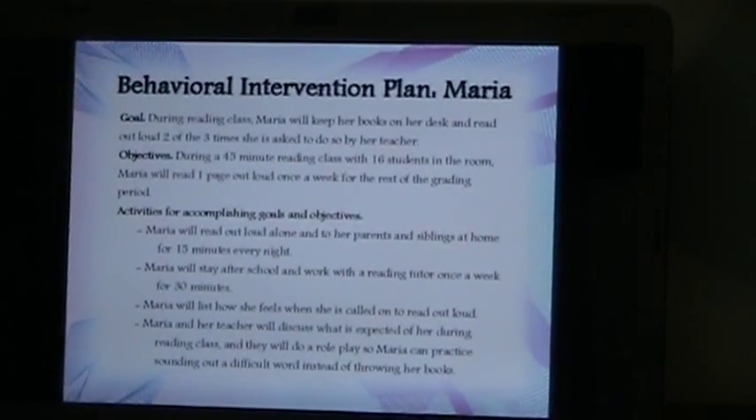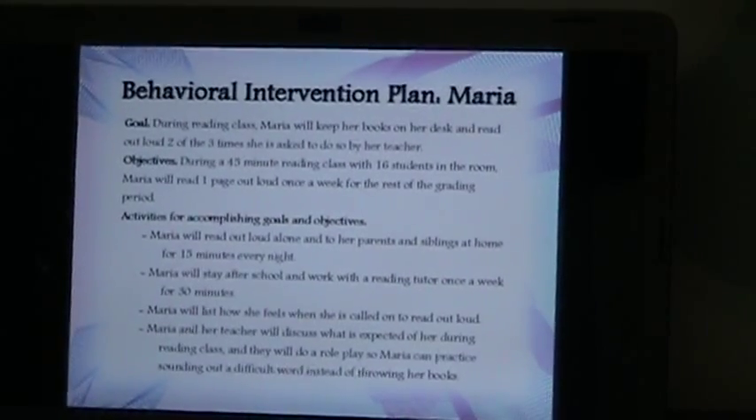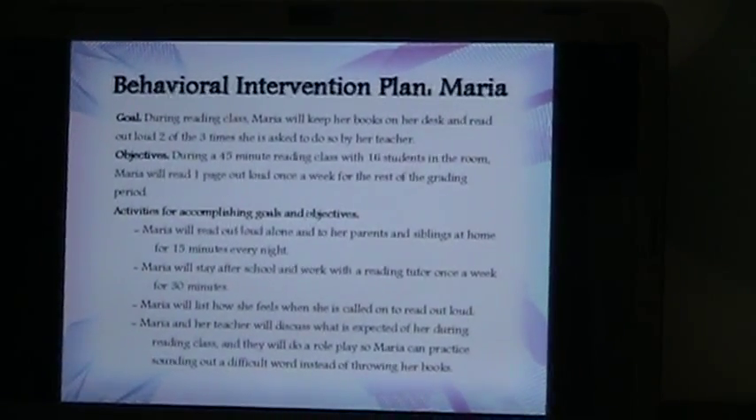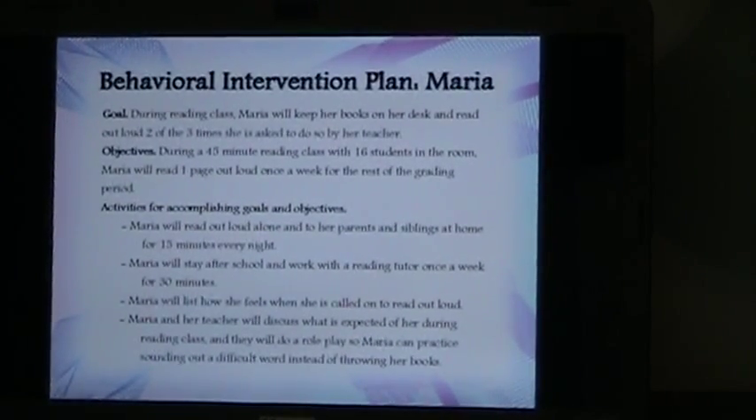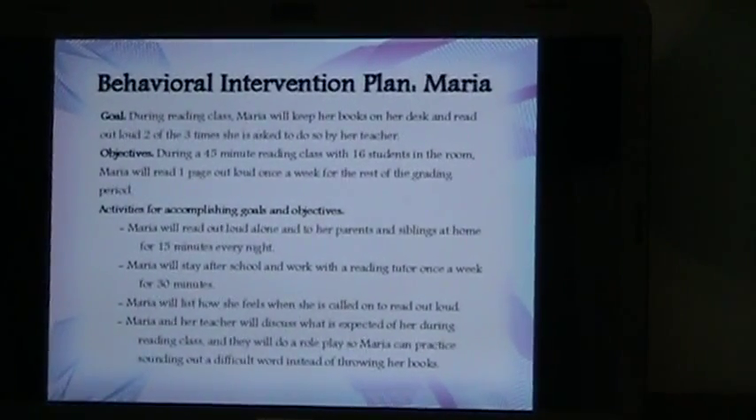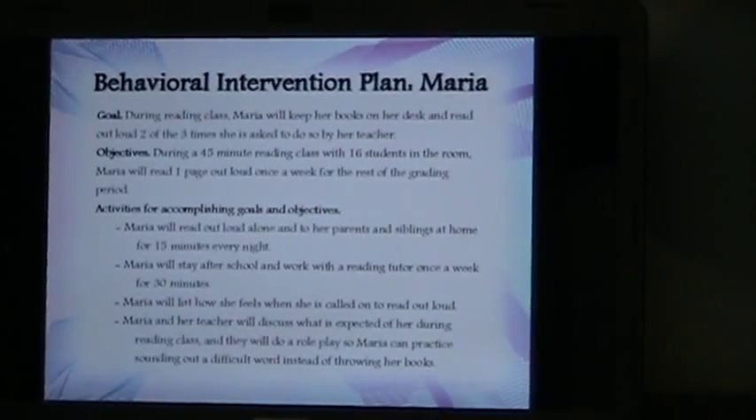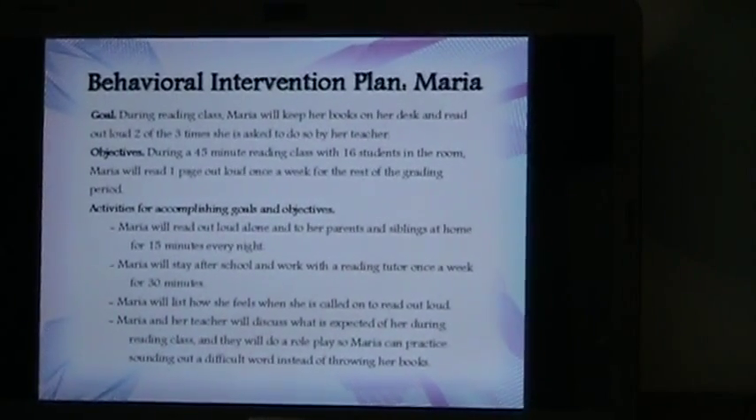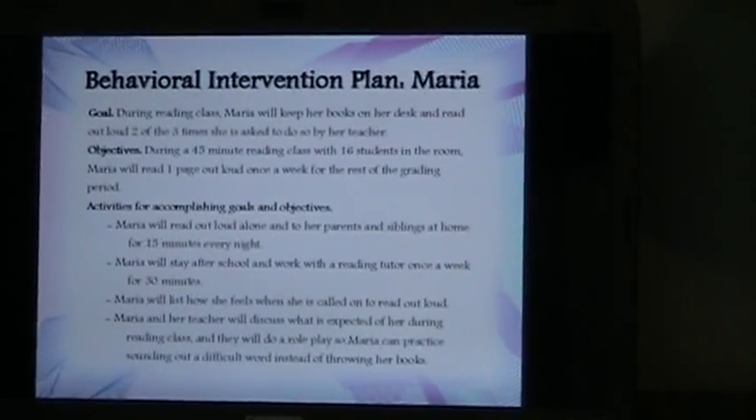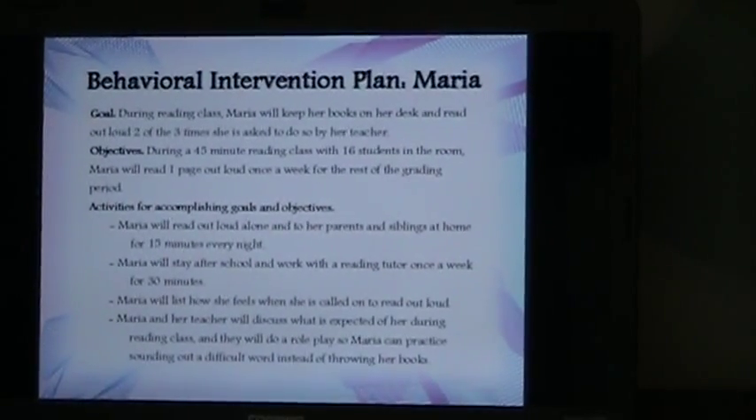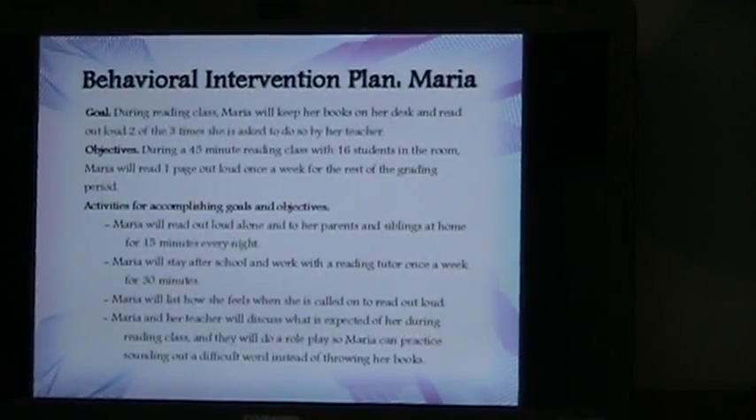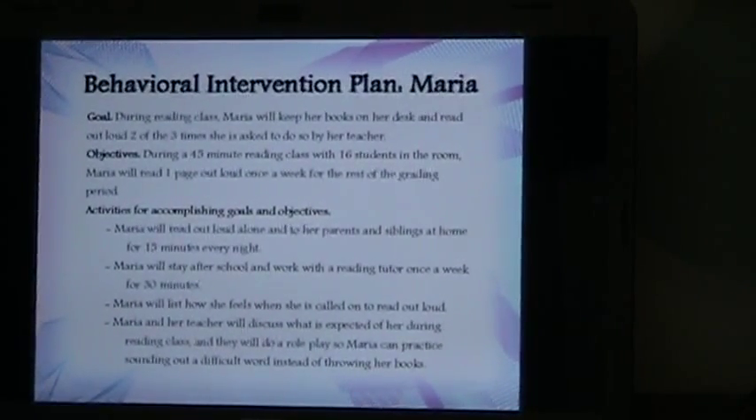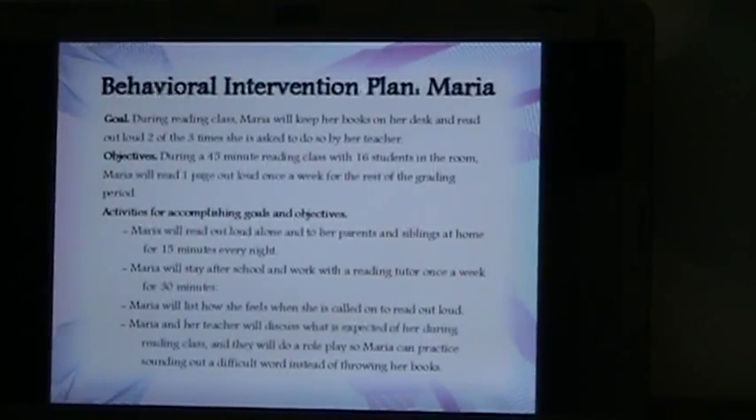Activities for accomplishing these goals and objectives are: Maria will read out loud alone and to her parents and siblings at home for 15 minutes every night. Maria will stay after school and work with a reading tutor once a week for 30 minutes. Maria will list how she feels when she is called on to read out loud. Maria and her teacher will discuss what is expected of her during reading class, and they will do a role play so Maria can practice sounding out a difficult word instead of throwing her book on the ground.